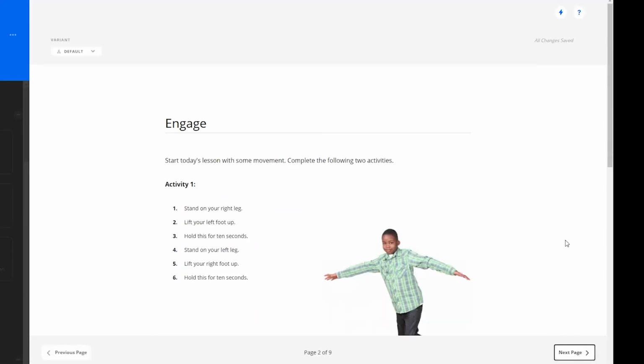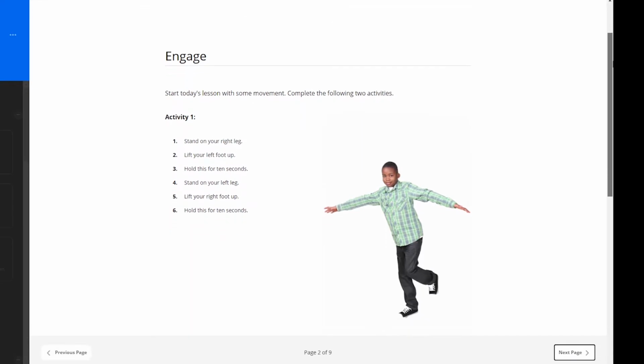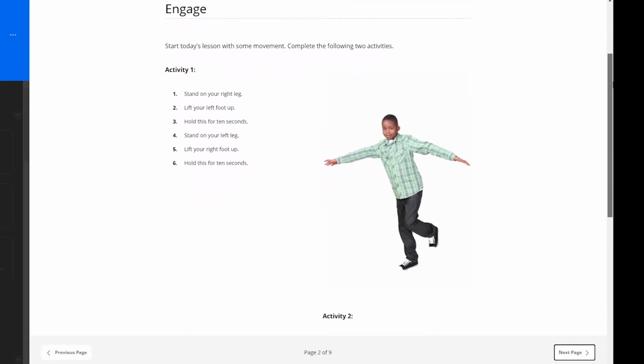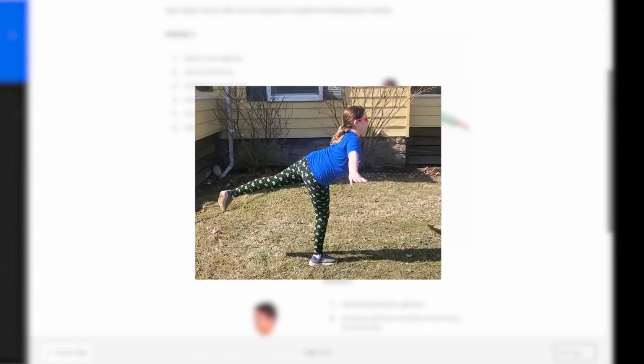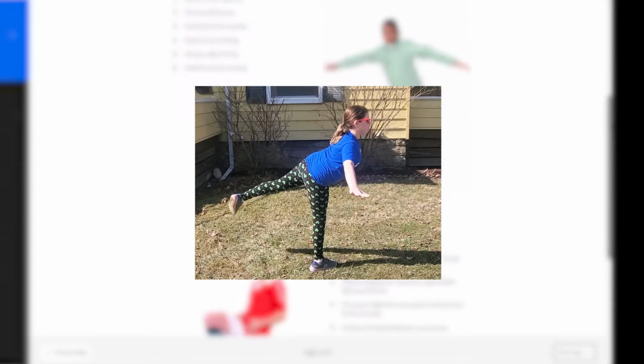This lesson starts with some movement. Learners are to complete the following 2 activities to warm up. They are to practice balancing techniques that they may already know, such as standing on their right leg, left leg, and keeping their balance.